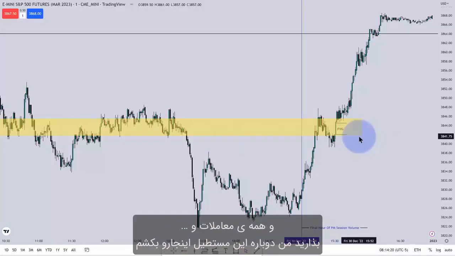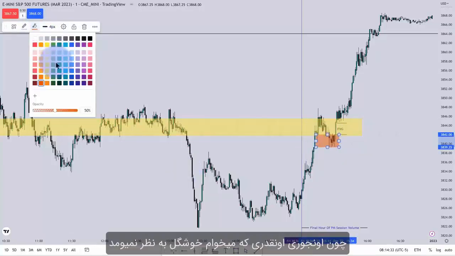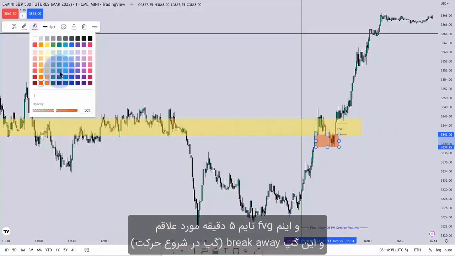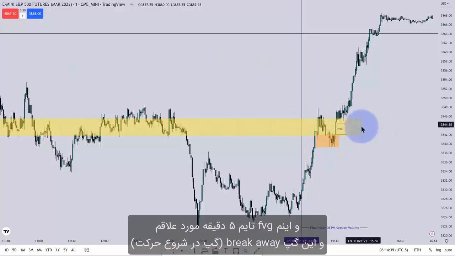and the executions, which I've got to add that little rectangle back on here because otherwise it won't show as nicely as I want it to. And we'll just do it with that. That's good. Okay, and here's the 5-minute fair value gap.